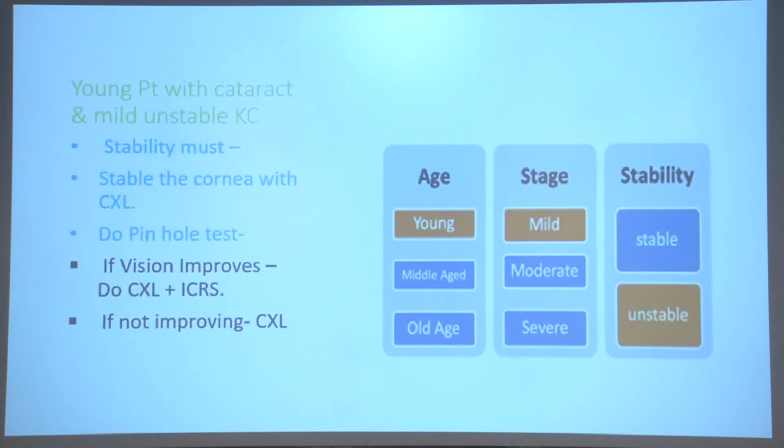If this is another variety of patient where the patient is young, the keratoconus is mild, but the stability is not there, what are you going to do? Well, you may do a pinhole test, see if the vision improves, then you might think of doing a cross-linking with intrastromal rings and try to shift the cone, or if not improving, well, you can go ahead and do the corneal cross-linking.